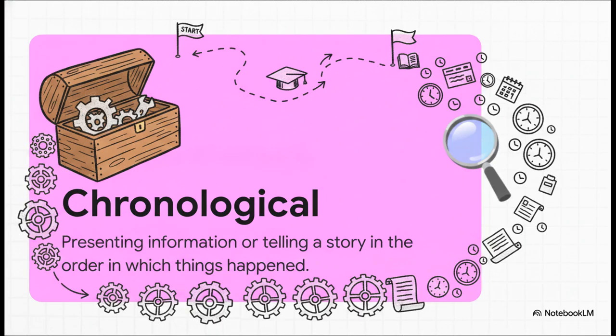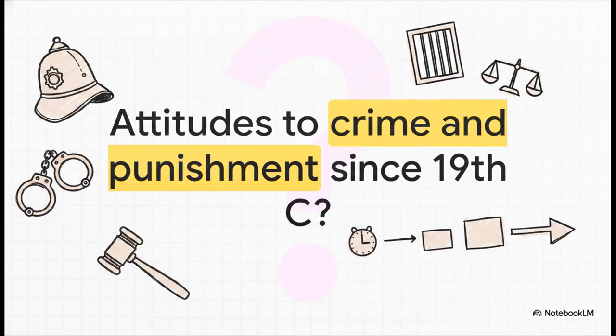You start right at the spark of an event, and you literally walk the reader step by step through to the very end. You'd typically deploy this historical essay structure to tackle a time-spanning prompt, something like, have attitudes to crime and punishment changed since the 19th century? For a question like that, walking through the timeline era by era makes complete logical sense to show evolution. You're building your paragraphs around specific time periods, actively demonstrating how the whole topic transformed.